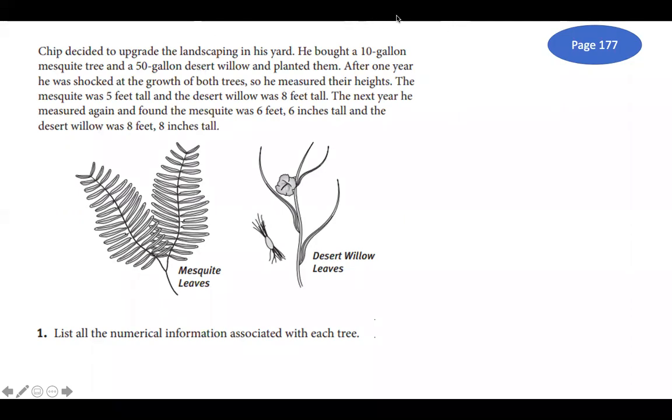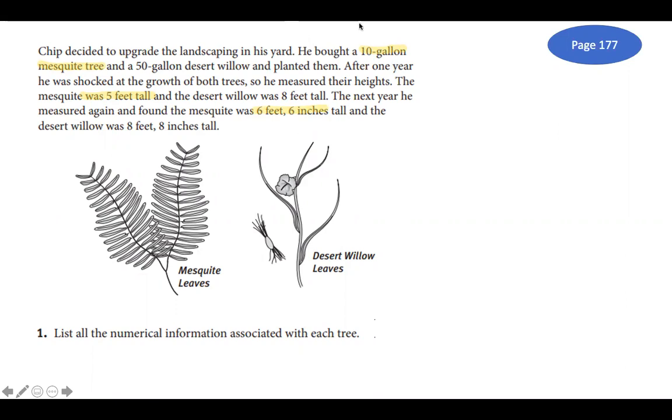All right, let's see what we got here. So let's start with the mesquite tree. They say it's a 10-gallon mesquite tree. It says the mesquite tree was 5 feet tall after the first year, and that it was 6 feet 6 inches tall after the second year. So that tells us everything numerical about the mesquite tree.